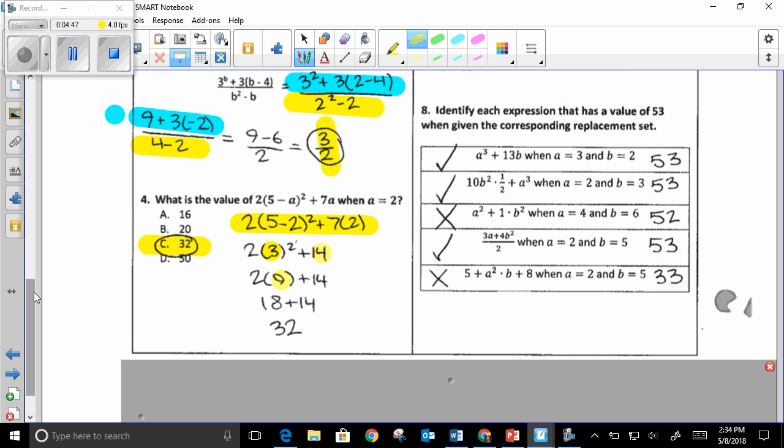And number 8, identify each expression that has a value of 53. Well, what did you have to do? You had to solve them all. So this one equaled 53, the first two, then the third one. So make sure you show your work for those.